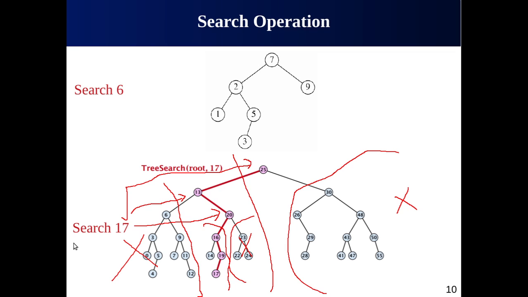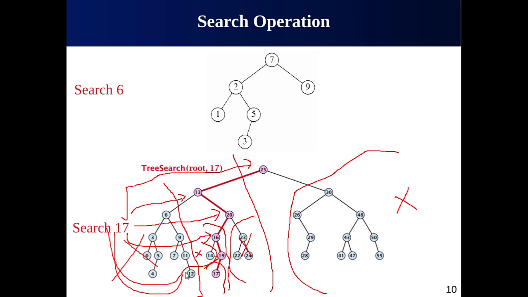It could be here. Now compare the 17 with the next parent node, that is 16. Is it equal? No. Is it less? No. Is it greater than? Come here. Now compare 17 with 19. Is 17 equal to 19? No. Is it less than 19? Yes. So the item must be here.